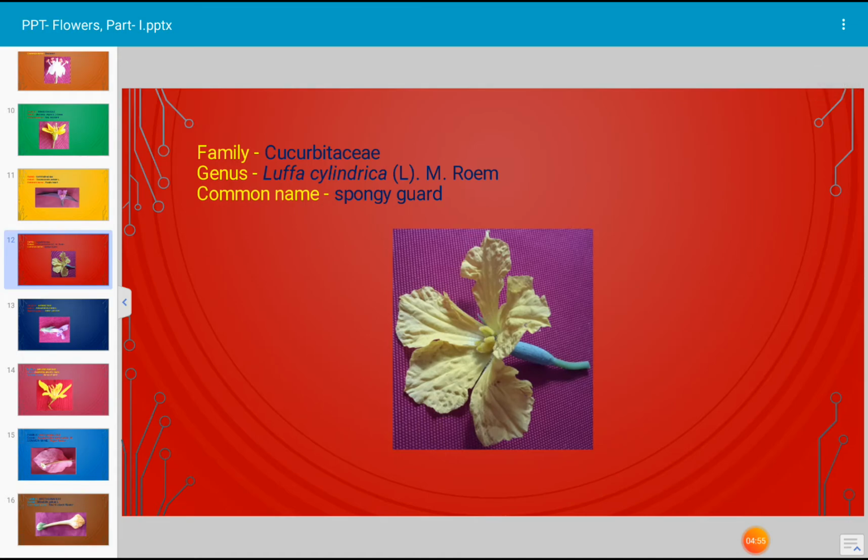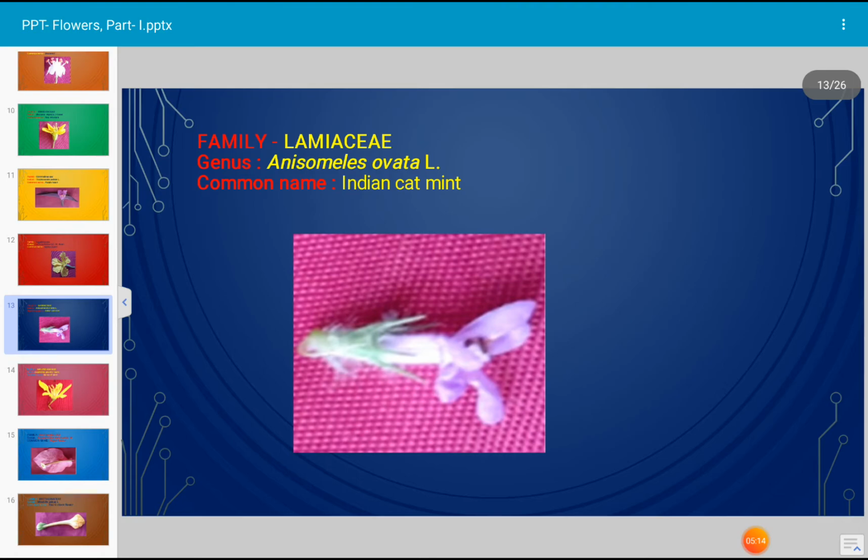Next. This is the flower of Luffa cylindrica. Its common name is sponge gourd, and the family of this plant is Cucurbitaceae. It is a vegetable plant; the fruits are used as vegetable. Next, this is the flower of Anisomeles ovata. Its common name is Indian catmint and the family is Lamiaceae. It is a medicinal plant and a wild plant, growing as a weed everywhere.